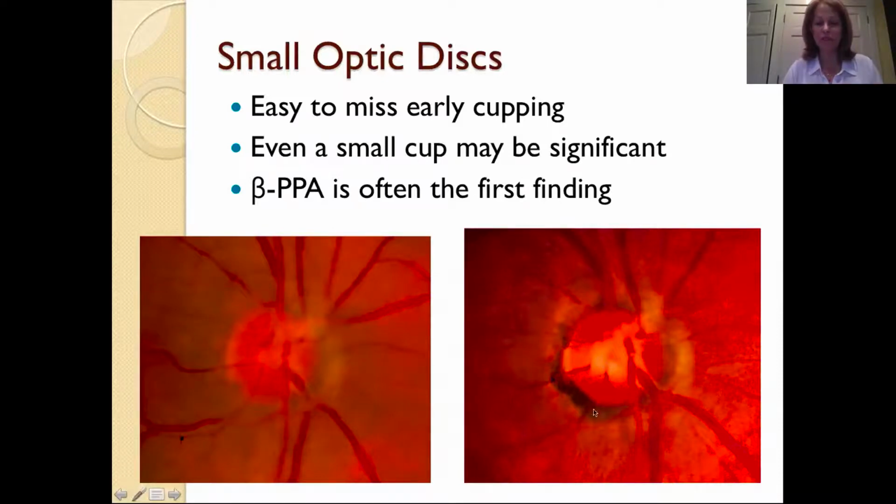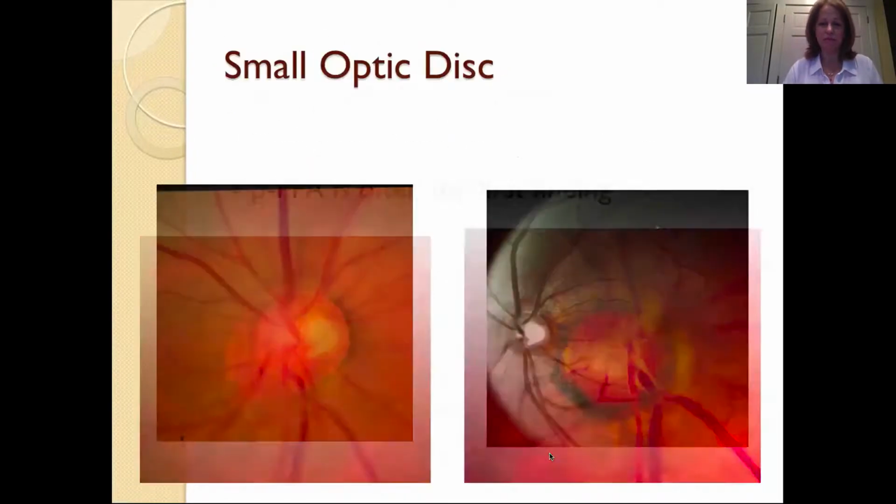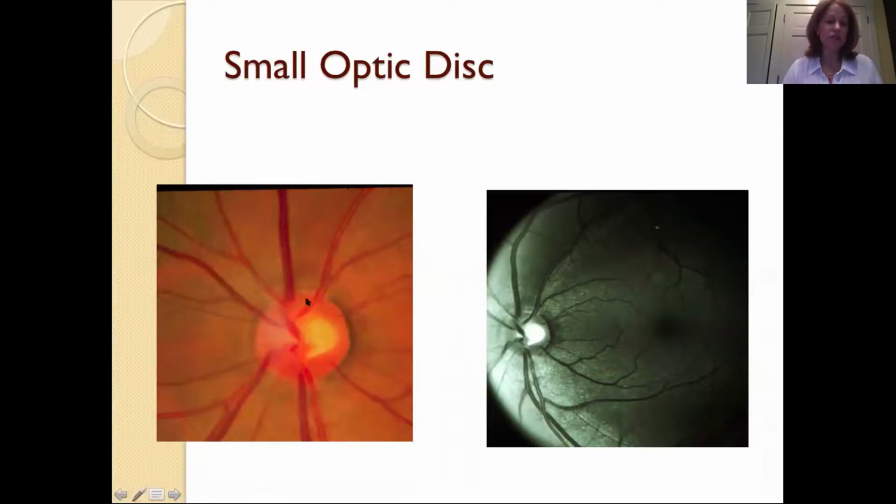And you can see that there's this pigmented atrophy around the optic disc that also wasn't there before. So beta peripapillary atrophy is often an early finding that you can see in these small optic nerves that develop some cupping. And here you can see another relatively small optic nerve with a somewhat generous size cup for the size of that disc. And this patient has nerve fiber layer loss that we can see.